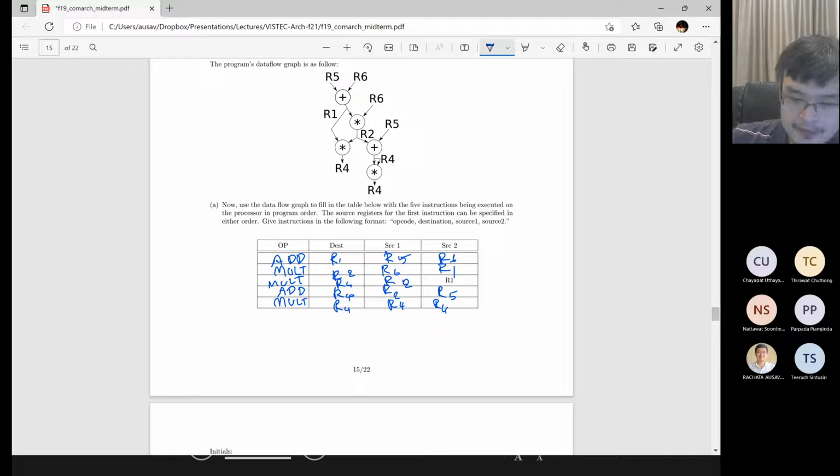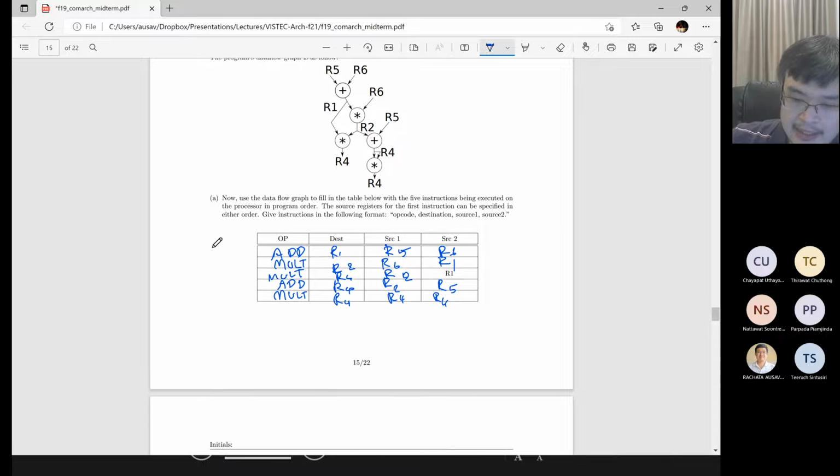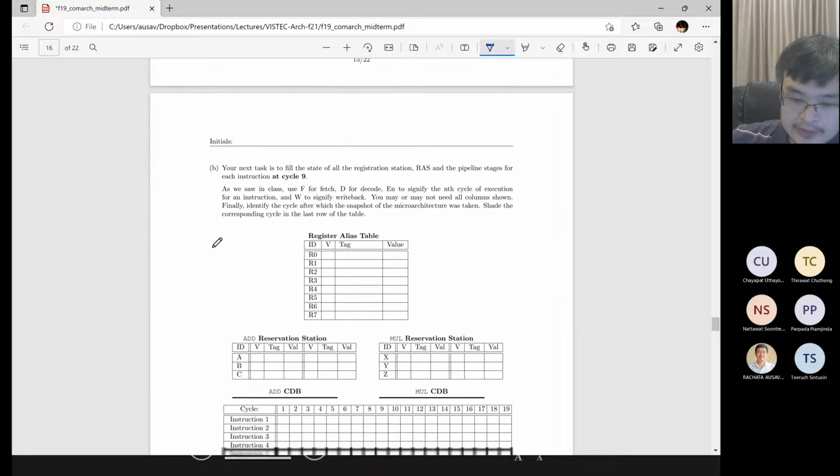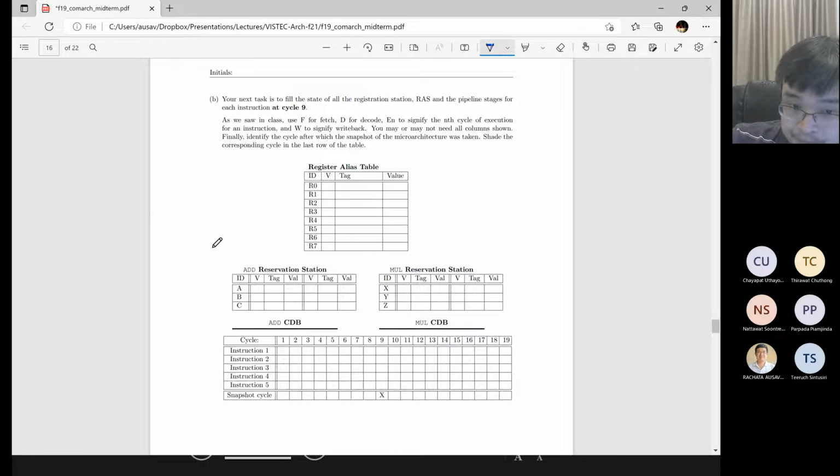Now, we have the assembly here. Add R1, R5, R6. So let's do the first one. We have the add instruction. Originally, this is what happened. Everything is valid, and we don't care about the tag because everything is valid. So the tag is like R0, R1, R2, R3, and R4. The value of the register for each one of them, as we said earlier during the break, is that let's assume R0 holds 0, R1 holds 1, and so on and so forth.